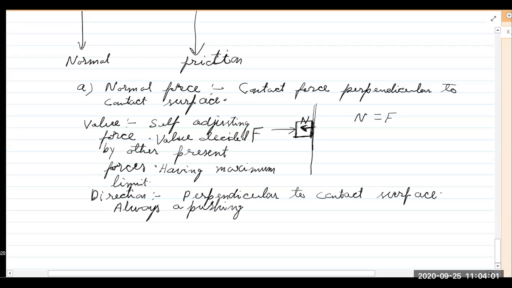So if you see this surface, the force acts perpendicular to the surface, towards the object. So in this way, you can write its direction, and it also originates from electromagnetic forces.